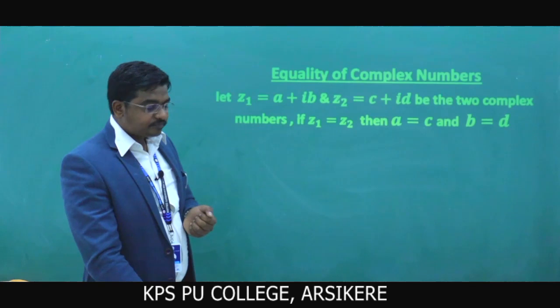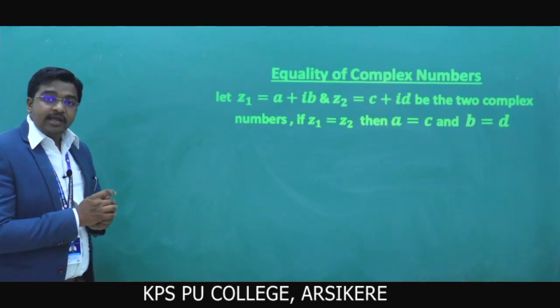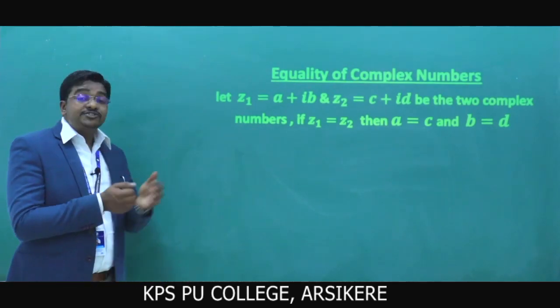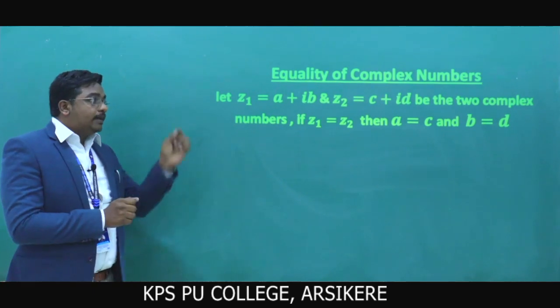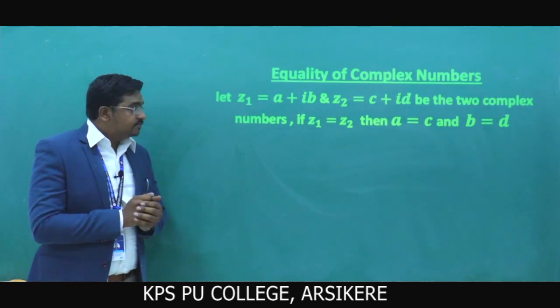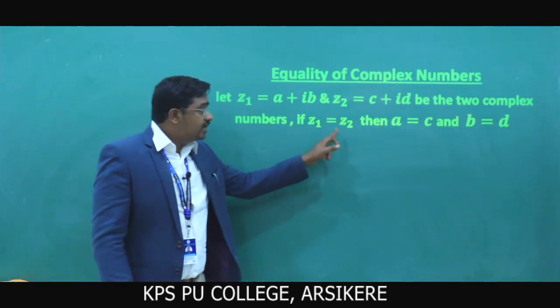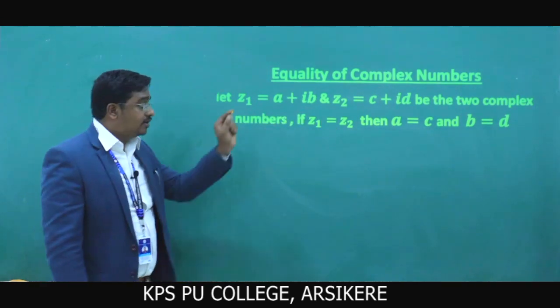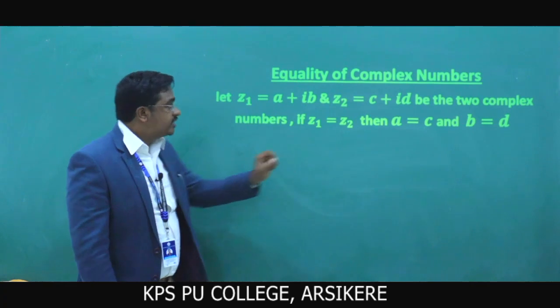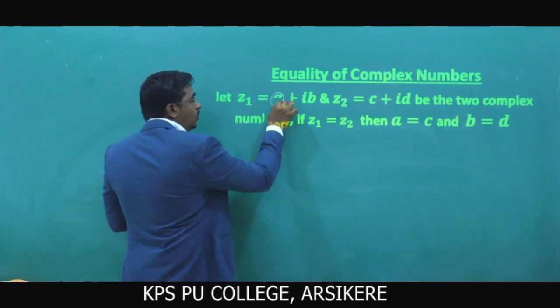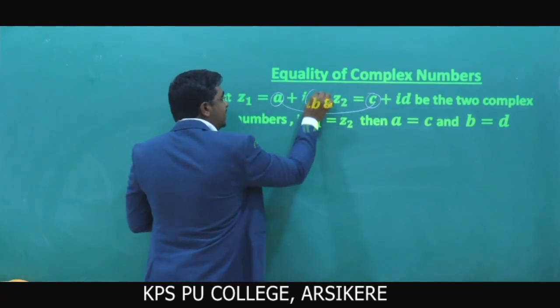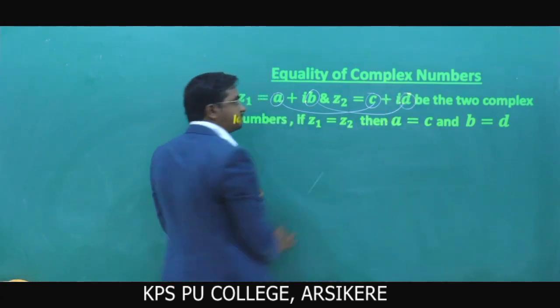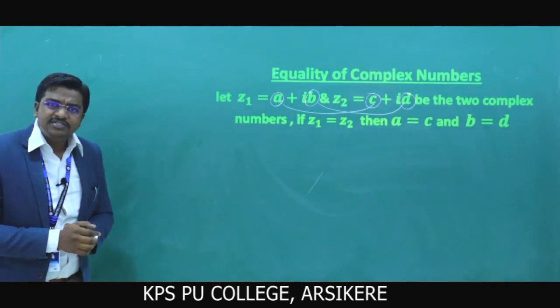Okay, let z1 is equal to a plus ib and z2 is equal to c plus id be two complex numbers. If z1 is equal to z2, it means these two complex numbers are equal, then a is equal to what? C. And b is equal to what? D. A is equal to c and b is equal to d.